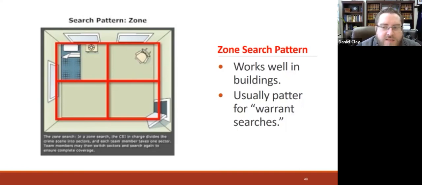This usually is the pattern for warrant searches. When you're executing a search warrant, this is generally how it's going to be, right? The officers and CSI are going to break up the house, break up the room into sectors. They're going to search each one. They may do rotation, they may not, depending on what the underlying offense is.